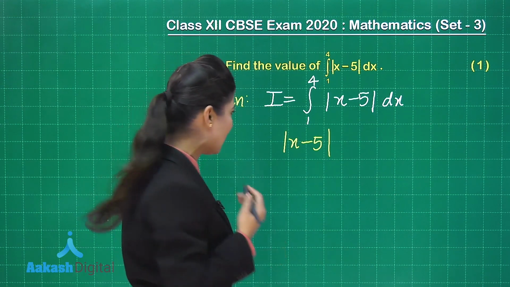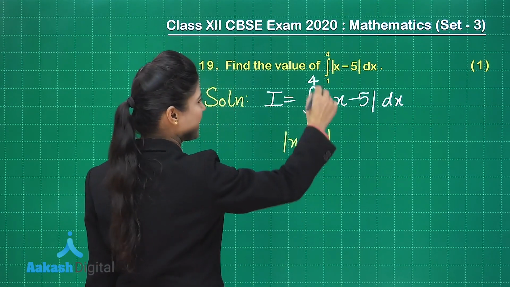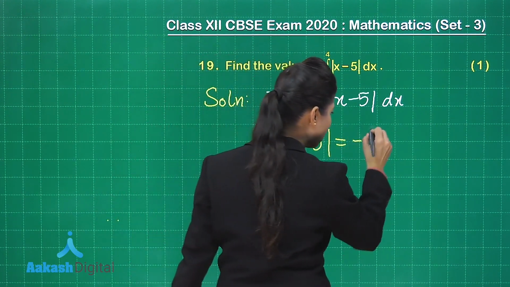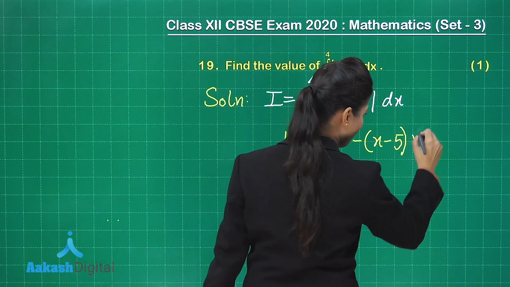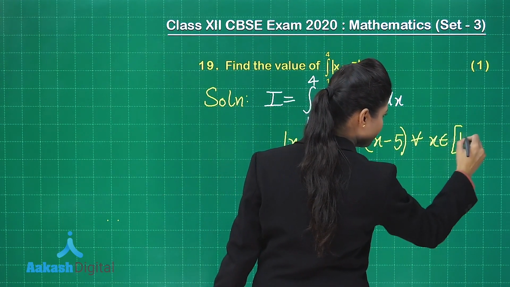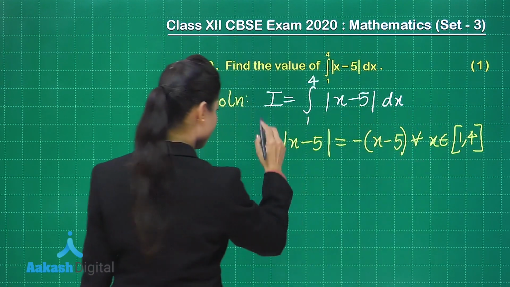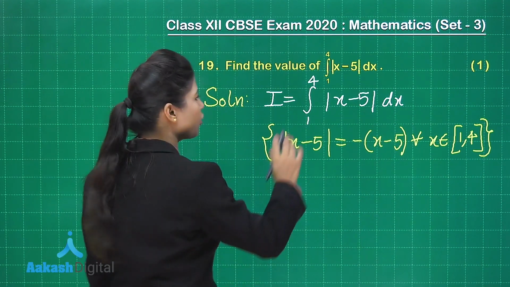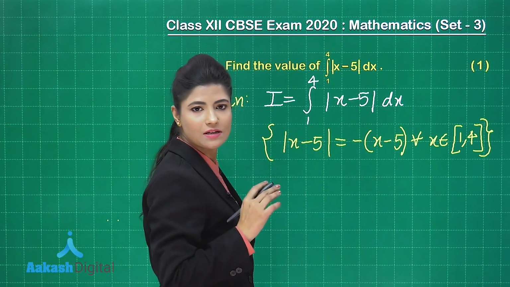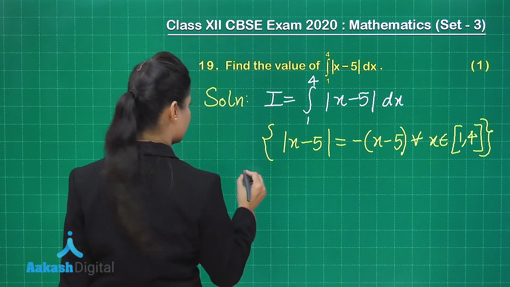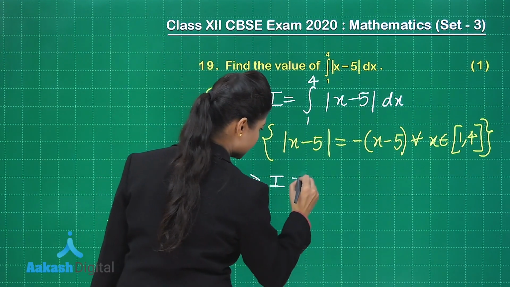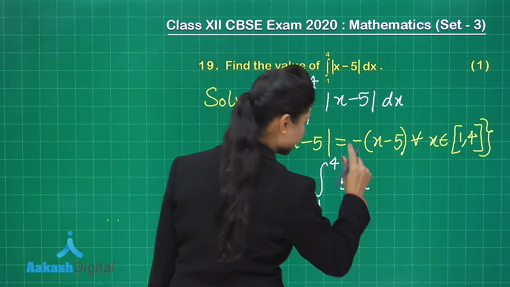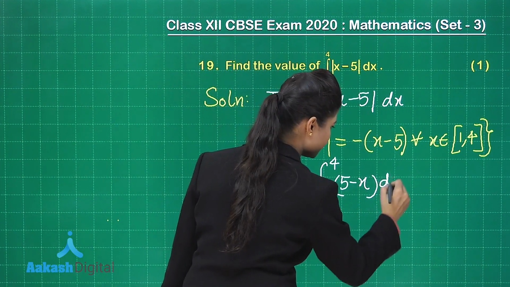Resultant will be 1. That means here for all the values lying in this limit from 1 to 4, the value of mod of x minus 5 will be equal to minus of x minus 5 for all x belonging to this limit from 1 to 4. That means in this case we can eliminate this mod considering mod of x minus 5 as minus of x minus 5, which is 5 minus x. So, further I can write here that this integral I is equal to integral with limit 1 to 4, and here I am writing this as 5 minus x, which is minus of x minus 5 with respect to dx.